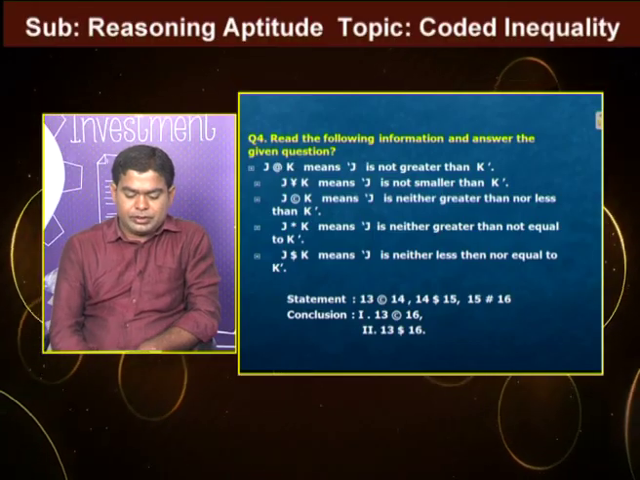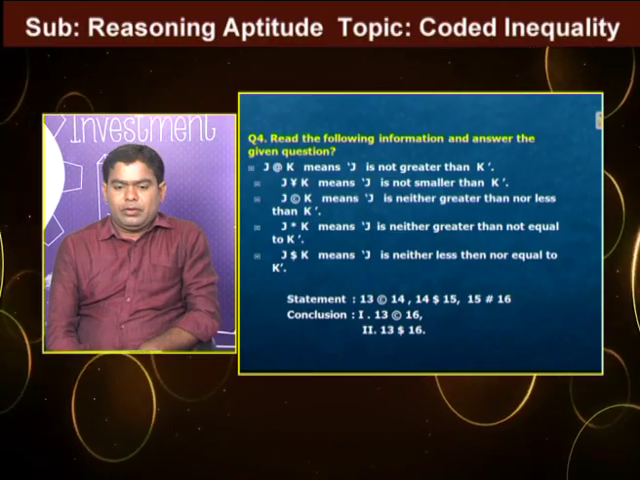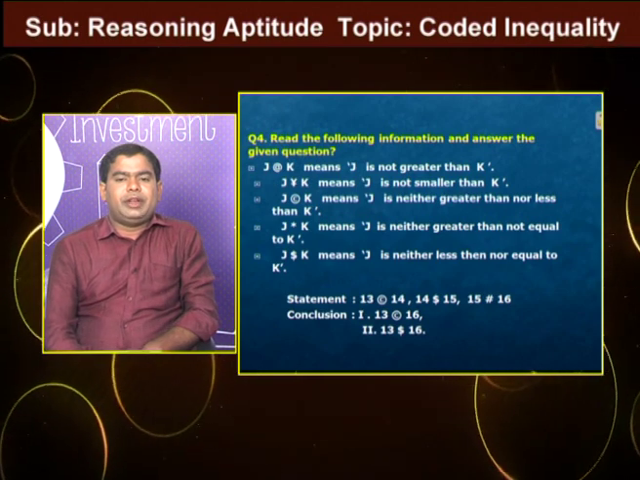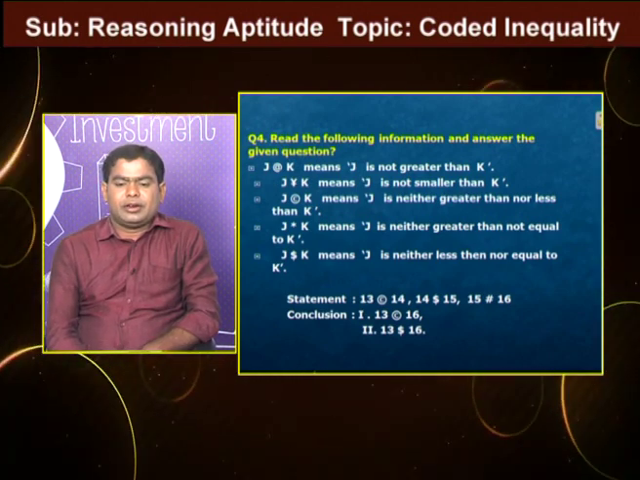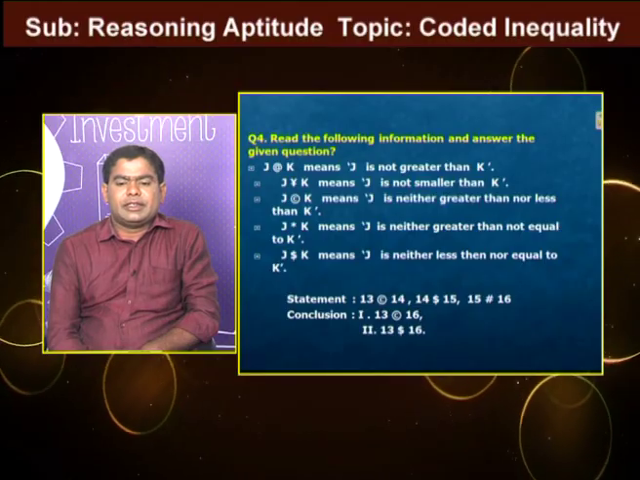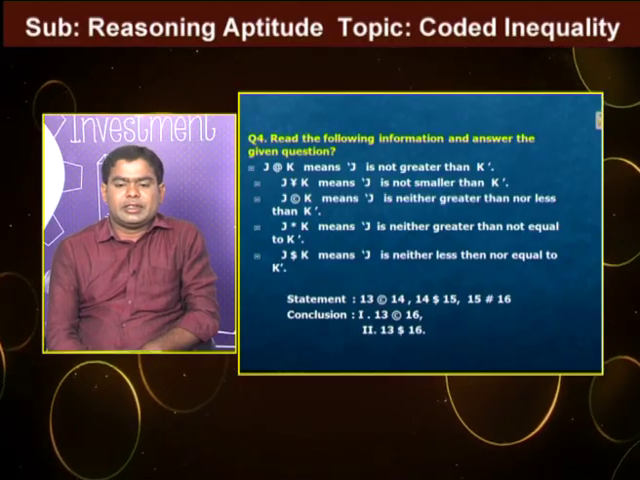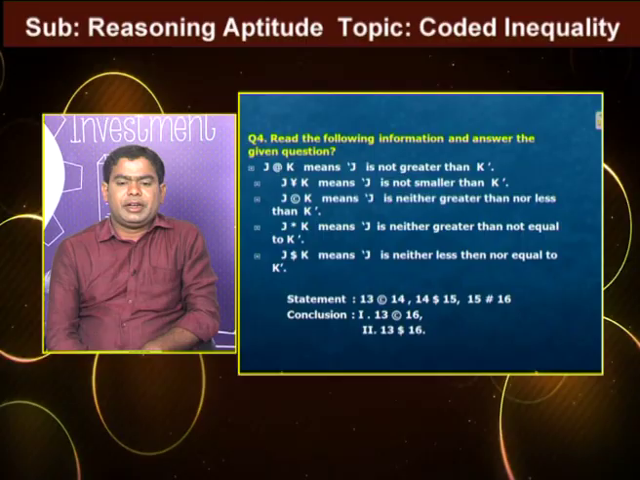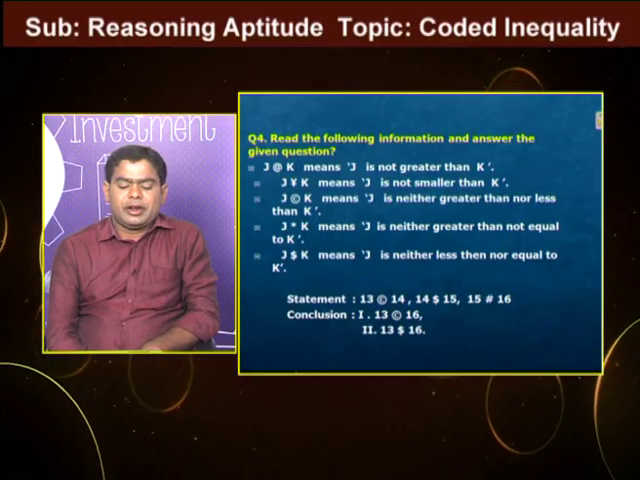Next we go to the next question, that one is the fourth question. 13 copyright 14, 14 dollar 15, 15 ash 16. Conclusion 1: 13 copyright 16, conclusion 2: 13 dollar 16. First of all, we apply the inequalities for the given statement and conclusion.